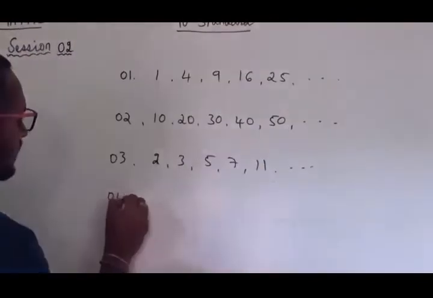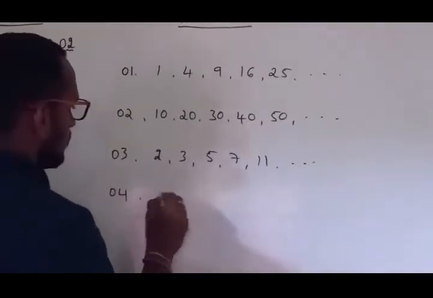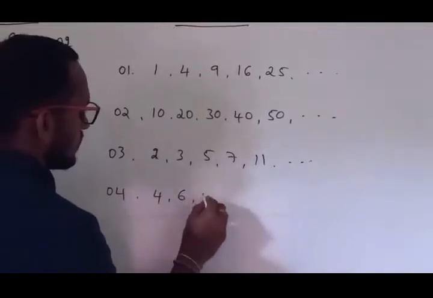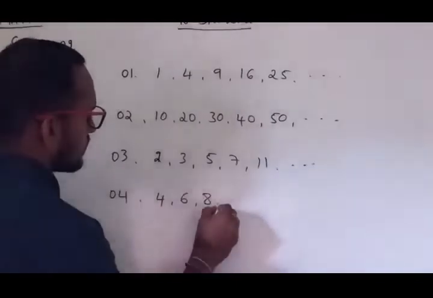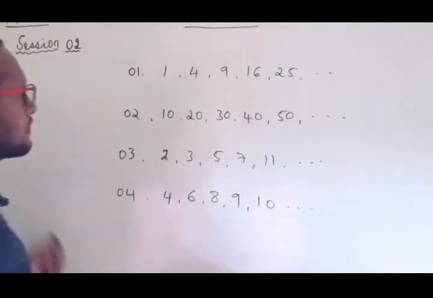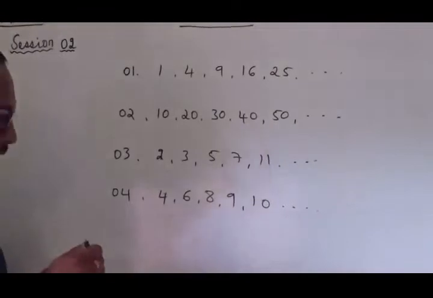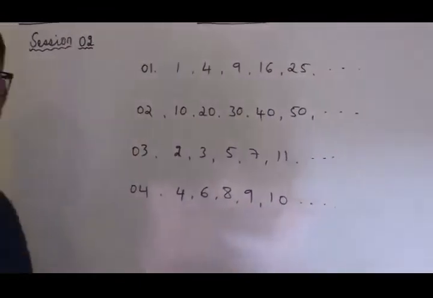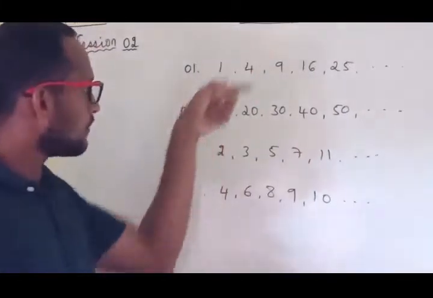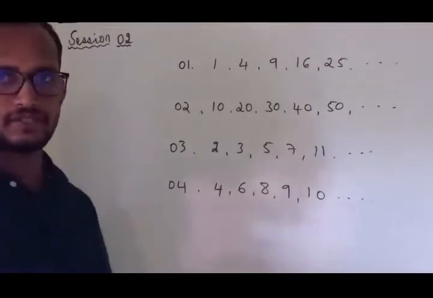And the fourth collection is 4, 6, 8, 9, 10 and so on. So see now, I have written four collections of numbers having some rule. What are the rules hidden among these four collections?